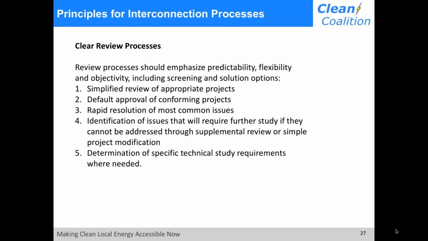Review processes should emphasize predictability and objectivity, including screening for solution options. Simplified review of appropriate projects, default approval of conforming projects, rapid resolution of most common issues, identification of issues that will require further study if they can't be addressed through a supplemental review or simple modification, and determination of specific technical study requirements where needed.